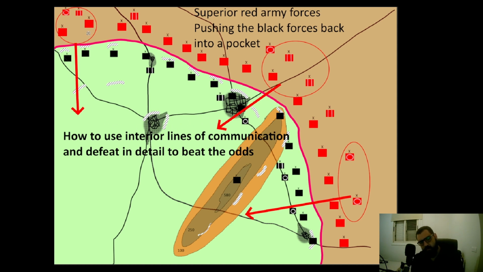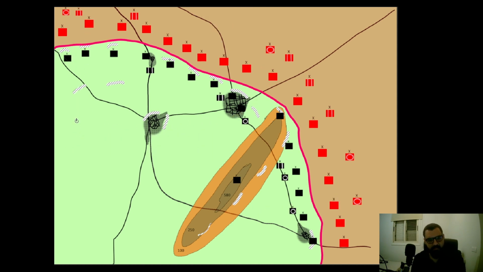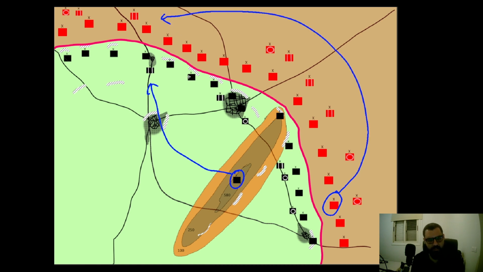So before we go into the video, let's see what we mean by interior lines. By interior lines, we mean the distance it takes to go from one place to another. The distance this unit needs to take to go here is much less than the distance that this unit needs to take to go from here all the way over here. So interior lines means you have faster communication and supplies within your unit cohesions.